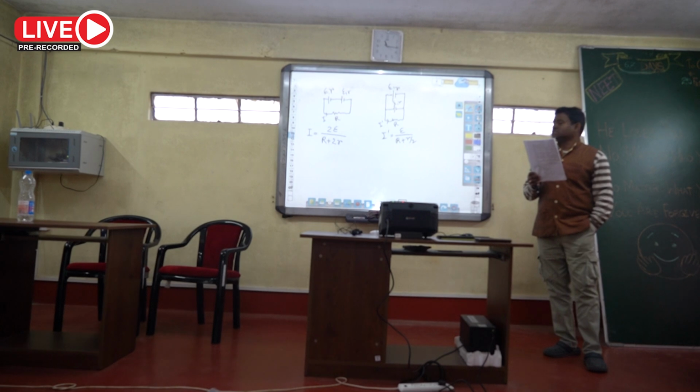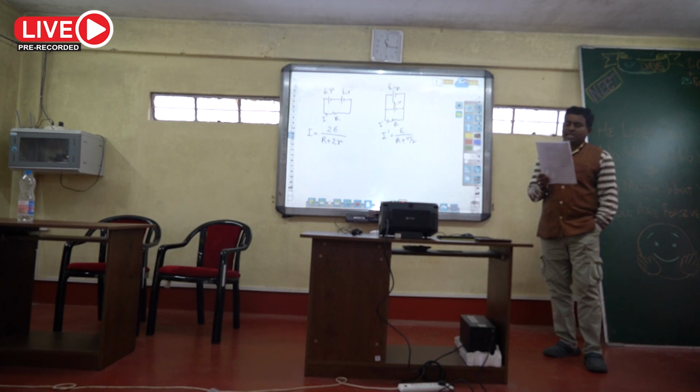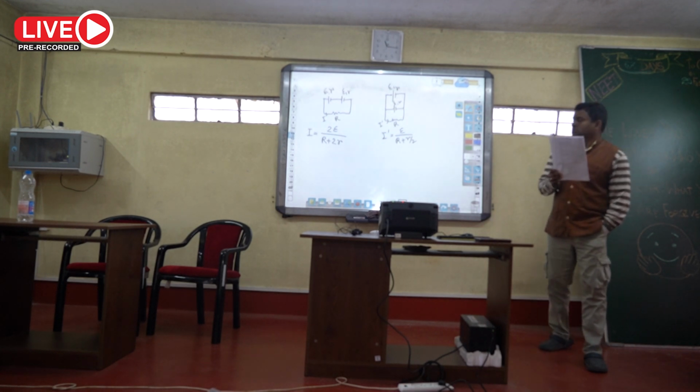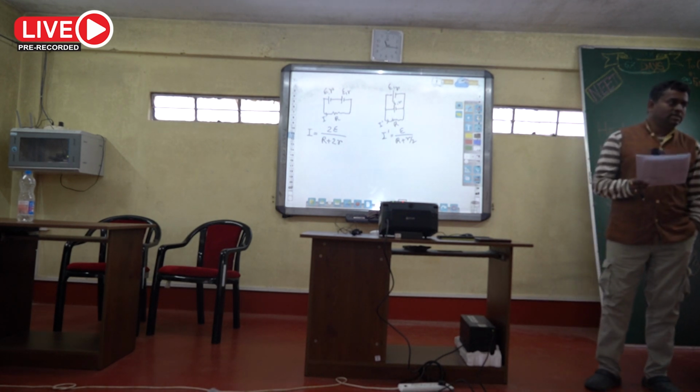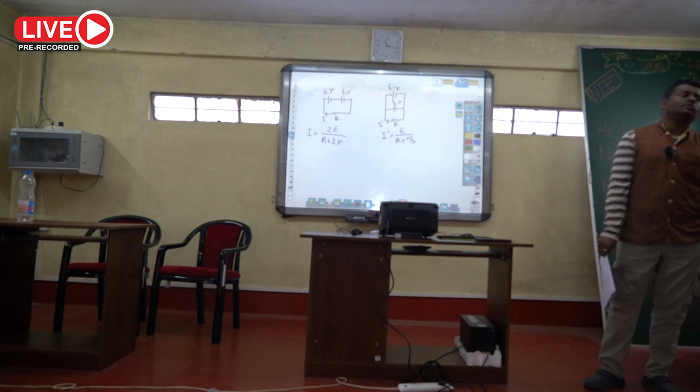I is given in the first case, I is 10 ampere and external resistance capital R is given 5 ohm. In the second case, I prime will be 8 ampere. Then you will find two equations, divide these two to eliminate E, and you will find the value of small r.